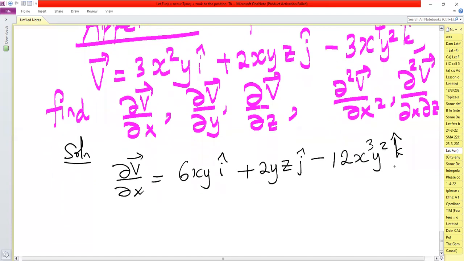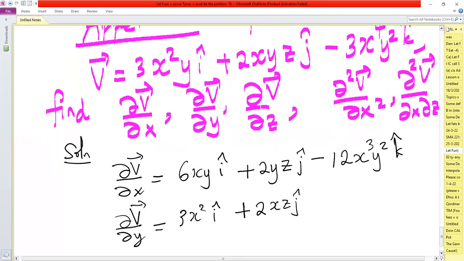And then partial v partial y. This component of i will give us 3x squared i, this component will give us 2xz j. And at this point we'll have negative, so 2 by 3 is 6, 6x power 4 y k.